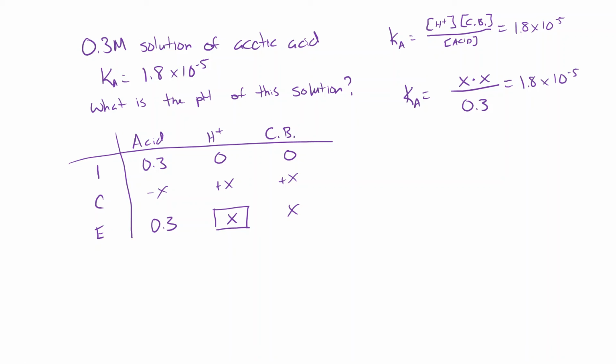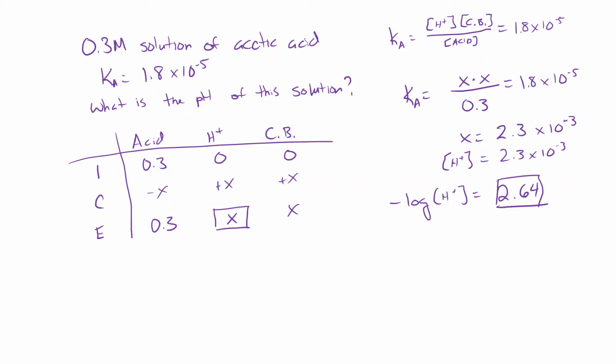And now we solve it, right? So x squared over 0.3 equals 1.8 times 10 to the negative fifth. That means that x equals, I'm going to just do the solving of it right now, 2.3 times 10 to the negative third. Now that is our concentration of H plus, right? 2.3 times 10 to the negative third, because that's what we have x as right here. So now to figure out the pH, we have to take the negative log of H plus. So plug that into your calculator and you should get a pH of 2.64.